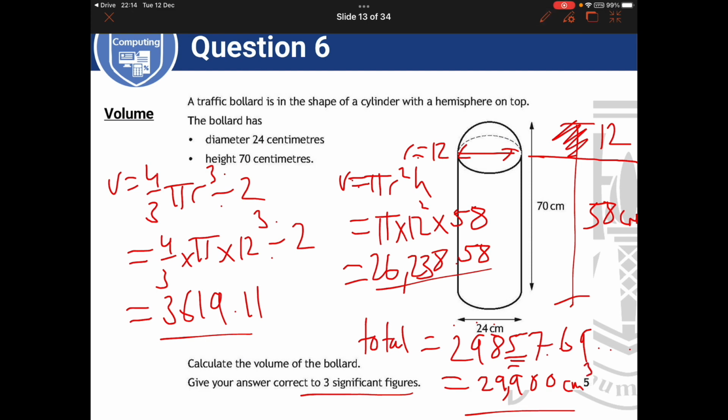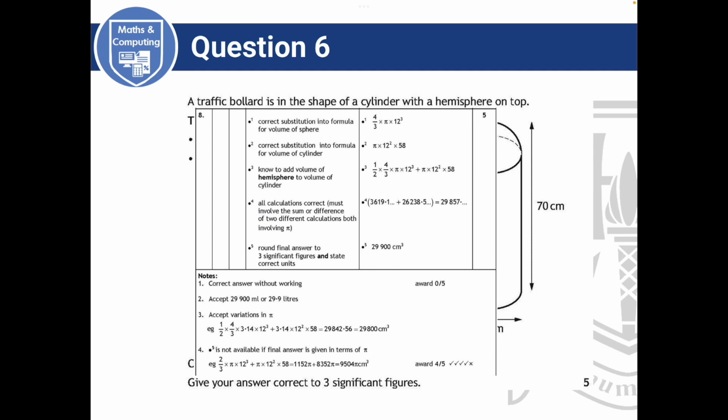Okay, so let's have a quick look at the marking scheme. Volume of a sphere, subbing into the formula, and then typing it all in and halving it. Volume of a cylinder, typing it all in and getting an answer. Adding the two together, i.e. combining the two volumes, and then rounding your final answer to your significant figures.